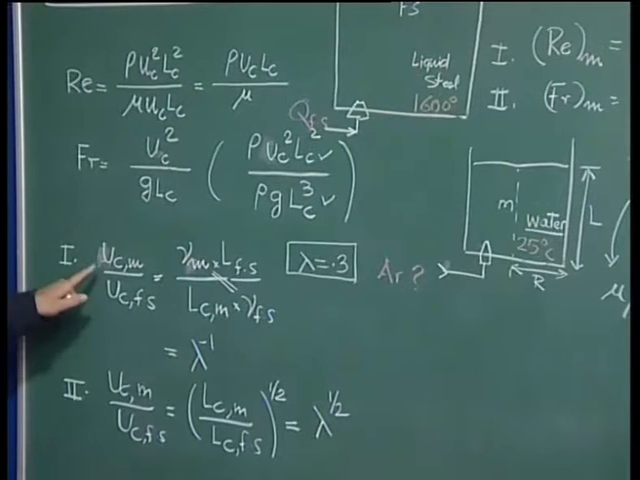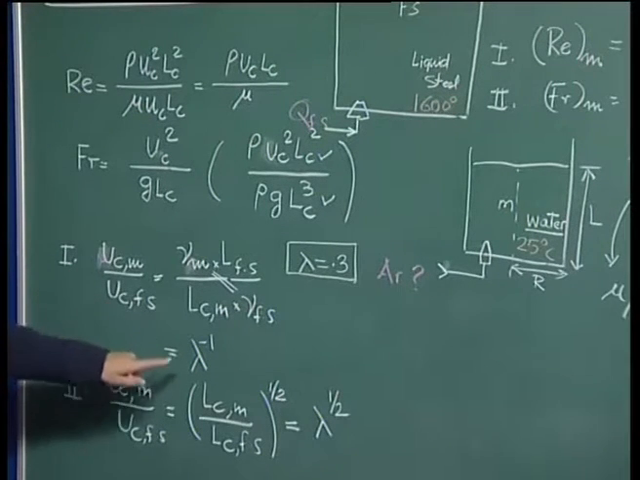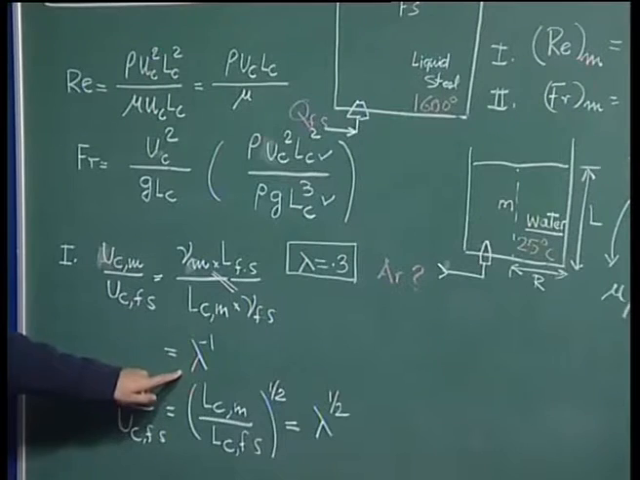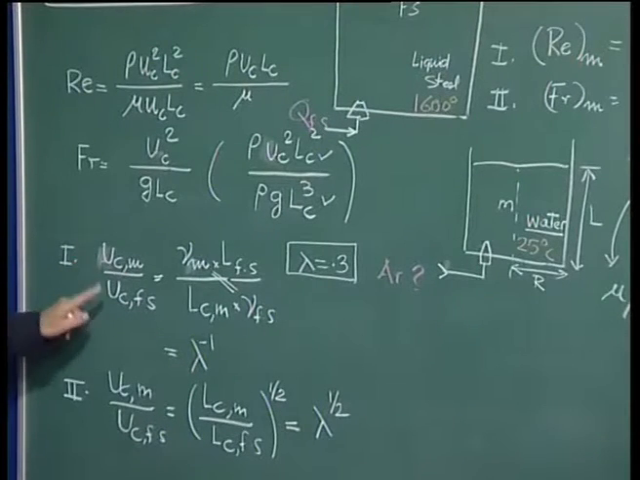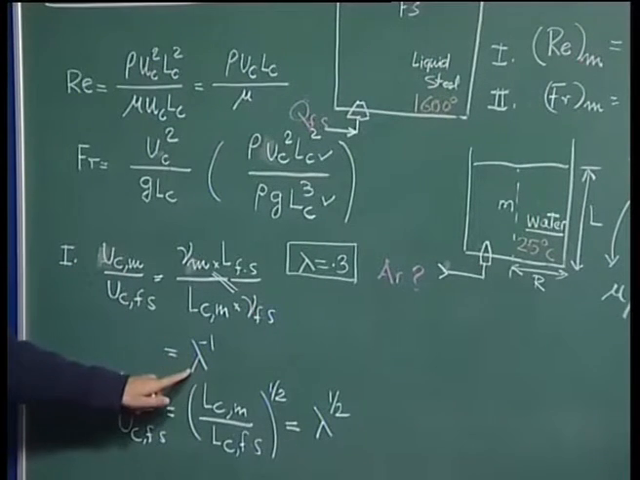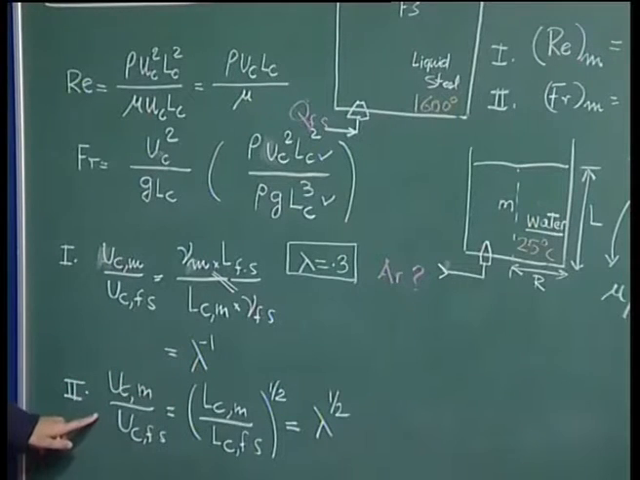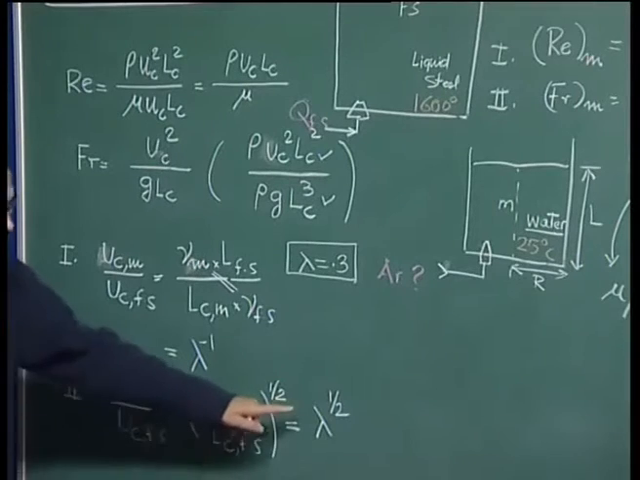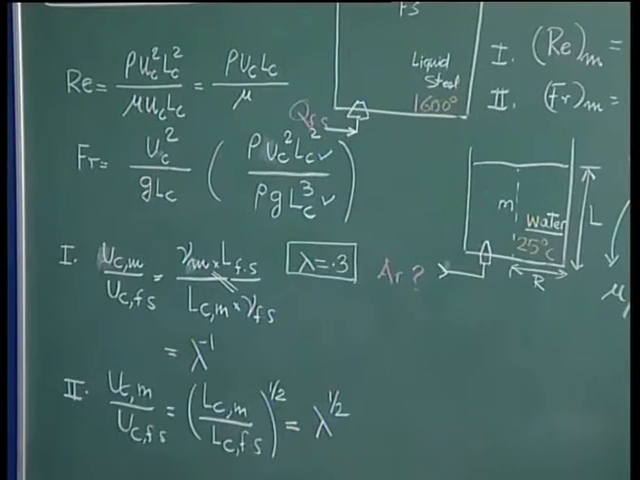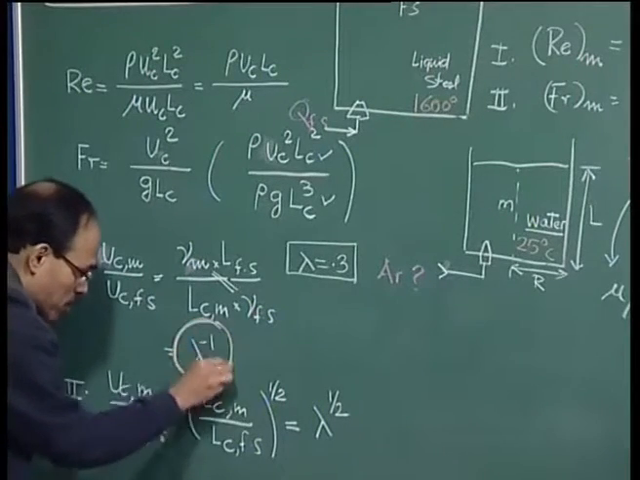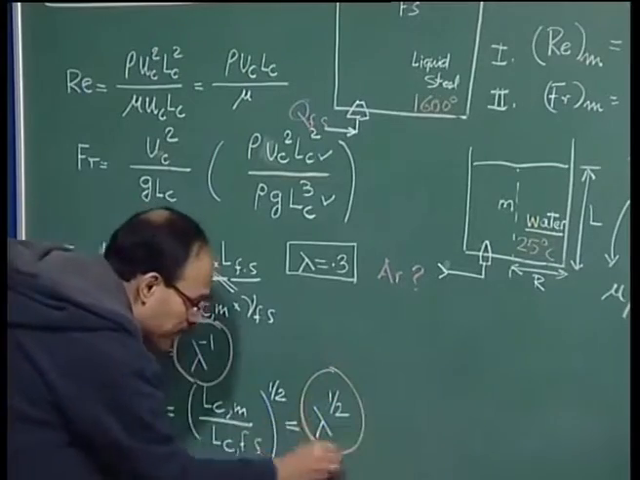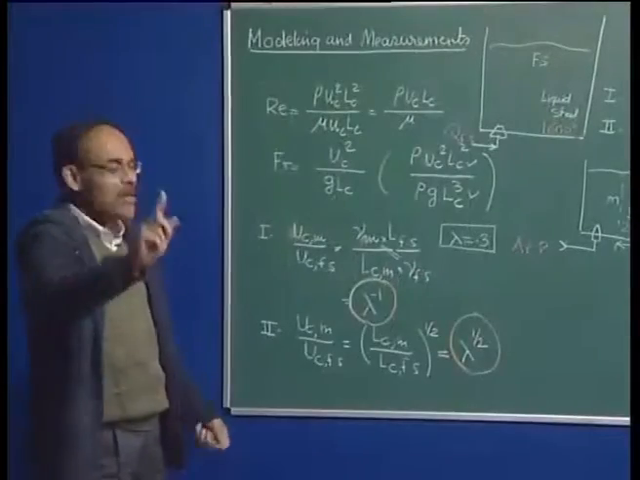Now, the Reynolds similarity criterion demands that the ratio of the characteristic velocity scale should be inversely proportional to lambda. The Froude equality criterion demands that the ratio of the characteristic velocities in the two systems be proportional to lambda raised to the power half. So these two criteria, the Reynolds criterion and the Froude criterion, cannot be respected simultaneously.